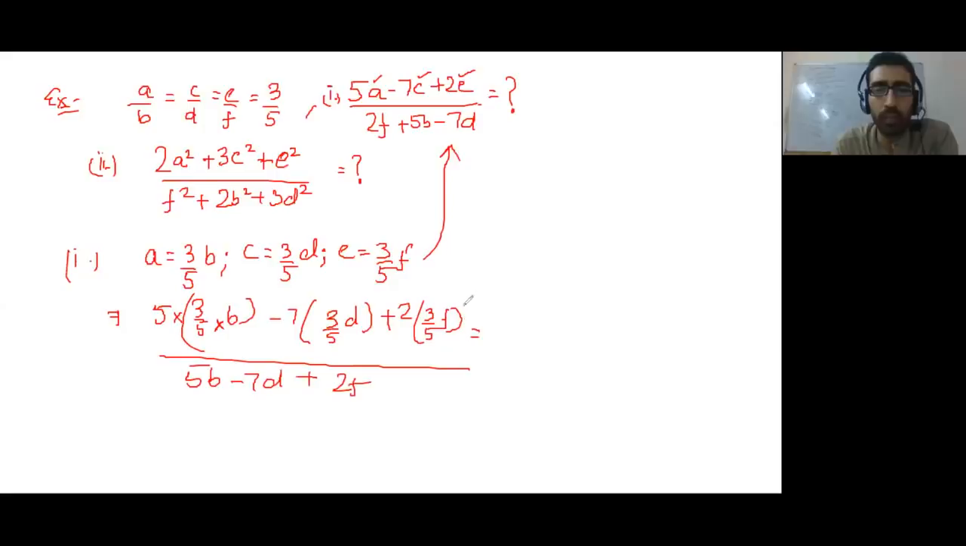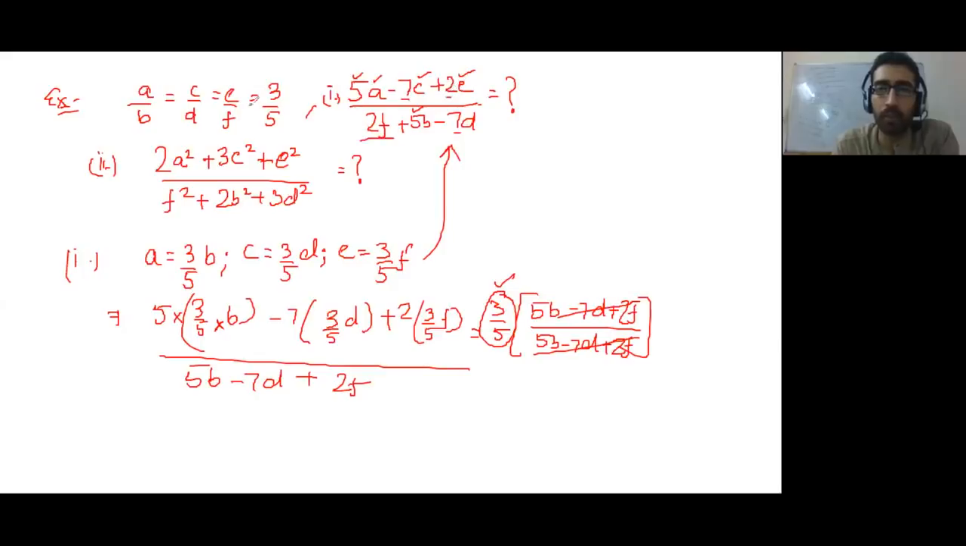And this comes out to, if you take 3 by 5 common from the numerator, you get 5B minus 7D plus 2F, which is exactly the same as the denominator, 5B minus 7D plus 2F. Then this cancels out with this, and you'll be left with your final answer, 3 by 5. And that is so because, what you must remember is, the coefficient of A here is 5, the coefficient of B is also 5, then of C is minus 7, of D is also minus 7, of E it is plus 2, F also plus 2.